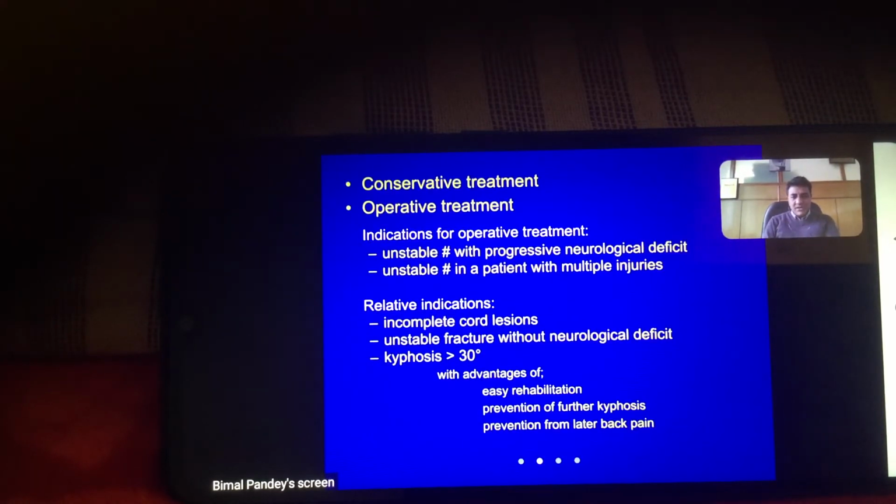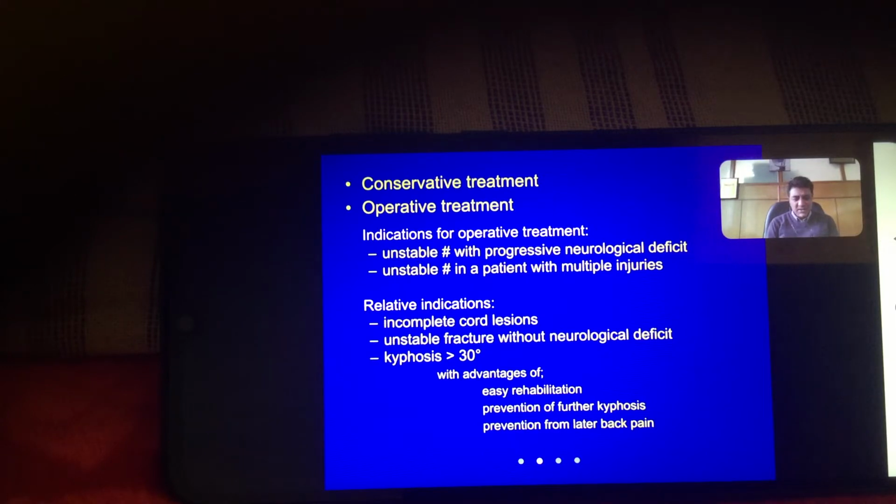Regarding the treatment, as we all know, there are two methods: conservative treatment and operative treatment. Conservative treatment is with bed rest. We don't operate on them. In operative treatment, there are different modalities of treatment. In conservative treatment, we give rest to the patient. That is for stable fractures. We give rest for some days.